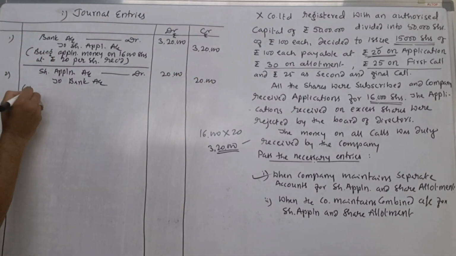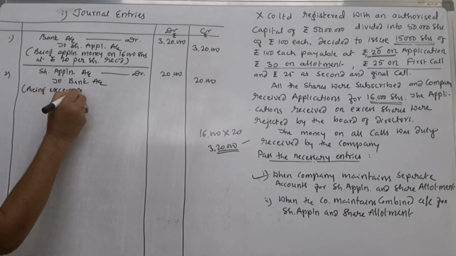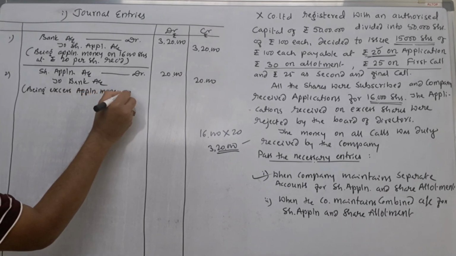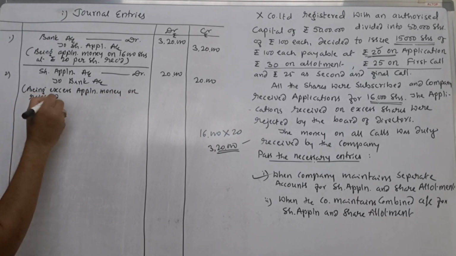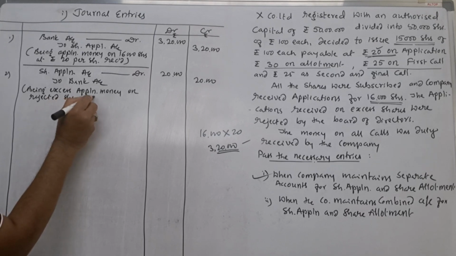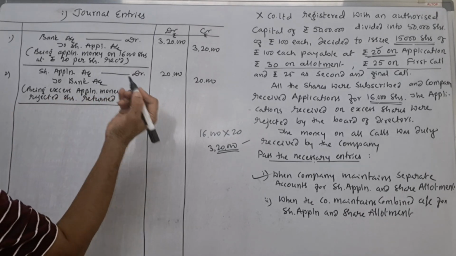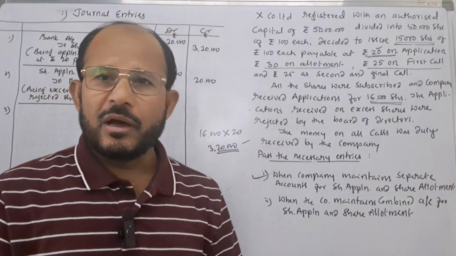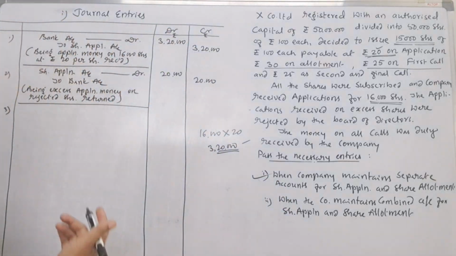What narration do you write? Being excess application money on rejected shares returned. That's it. Rupees 20,000.